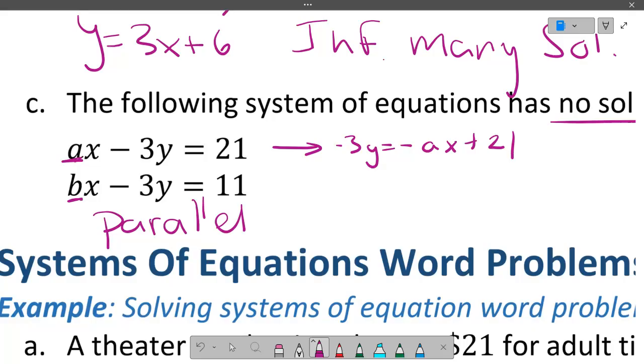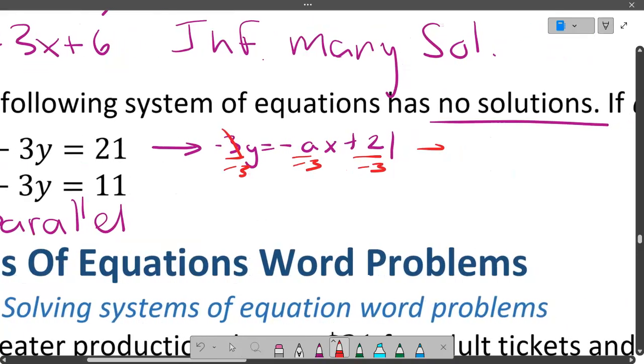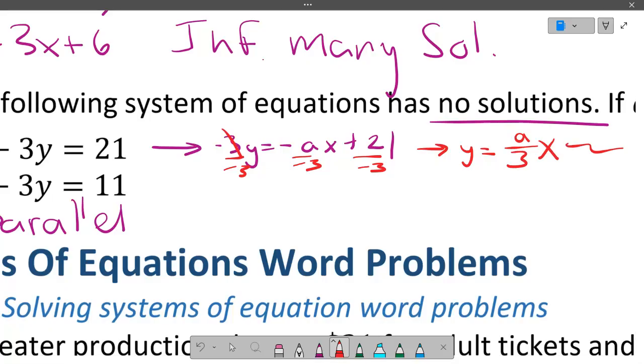And then divide by negative 3 on every term. Negative 3, negative 3, negative 3. So y equals a over 3 x, and the intercept doesn't matter because we already determined that we're just trying to compare the slopes. I'm just focusing on the a over 3. So the slope of the first line is a over 3.